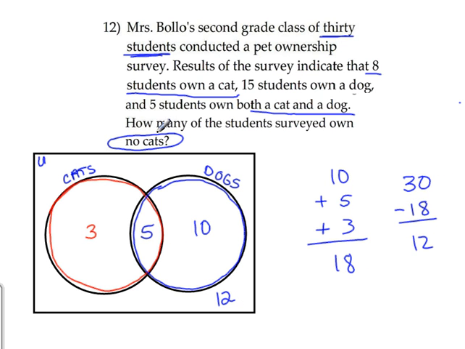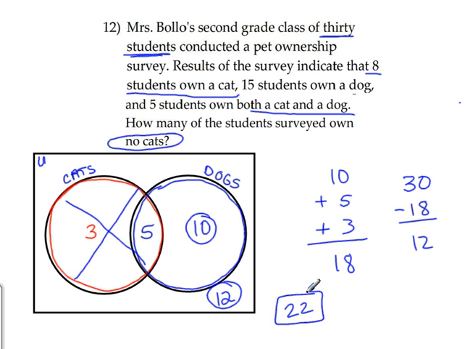So if the question is how many of the students surveyed owned no cats, then we have to take out the circle, take out the owners of cats, which right now is that total of 8, and notice that we have left 10 and 12, which is 22. So we have 22 students who did not fall into that category of owning cats.